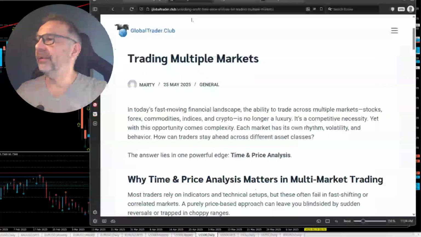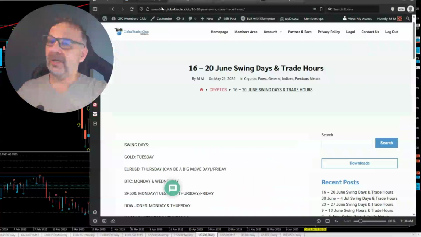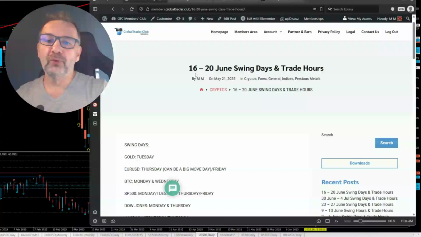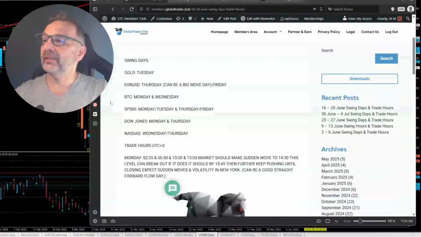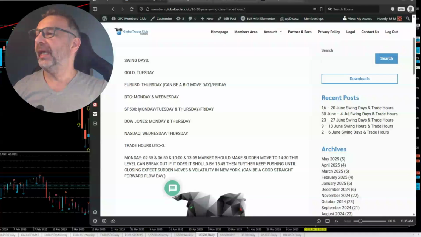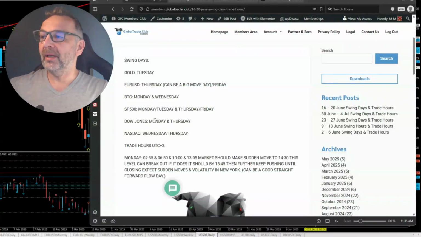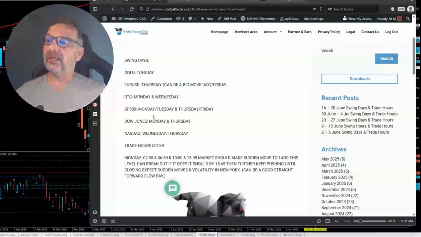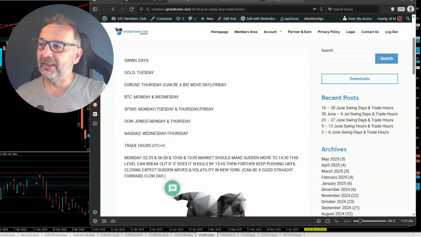For example, let's put this up here again. These are the swing days for the week of the 16th to the 20th of June, right? So here, as you can see, I've got SP 500 Monday or Tuesday, and then I've got a swing day Thursday or Friday. And on the Dow Jones, I've got Monday, Thursday, and on Nasdaq, I've got Wednesday, Thursday. So I'm looking at what I've got in common here. I've got Thursday in common on all of them, and then on the SP 500 and Dow Jones, I've got Monday in common in both of them. So I'll be looking out specifically for these days, and this Thursday being a common one on all of them.